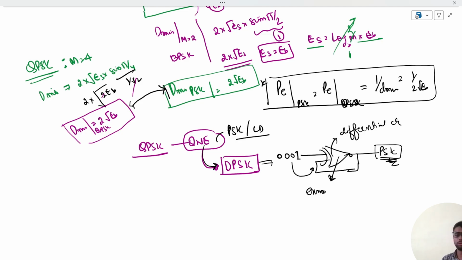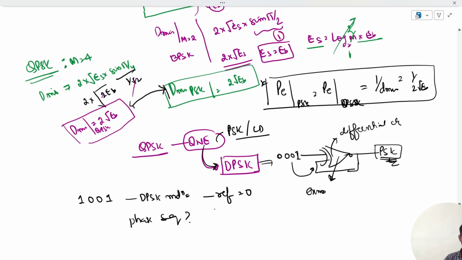Okay. So let me write one question to understand this DPSK. A binary sequence like 1001 is transmitted using DPSK modulation technique, and the reference bit is given as 0. Find the phase sequence. क्या फाइंड करना है? फेस सीक्वेंस. फेस सीक्वेंस फाइंड करना है.